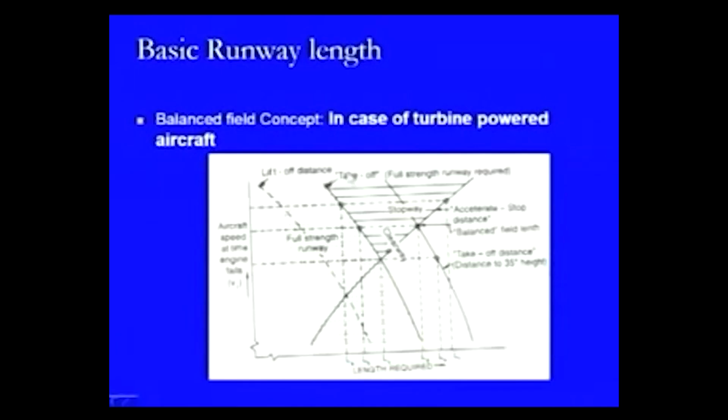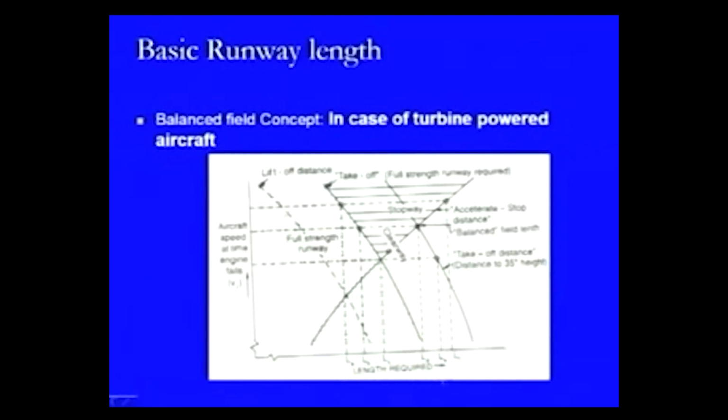meters. So, that is another one, and then there is this one, which is trying to define the accelerated stop distance, and wherever this is cutting the other one, that provides the balanced field length. So, this balanced field length LD is basically required.